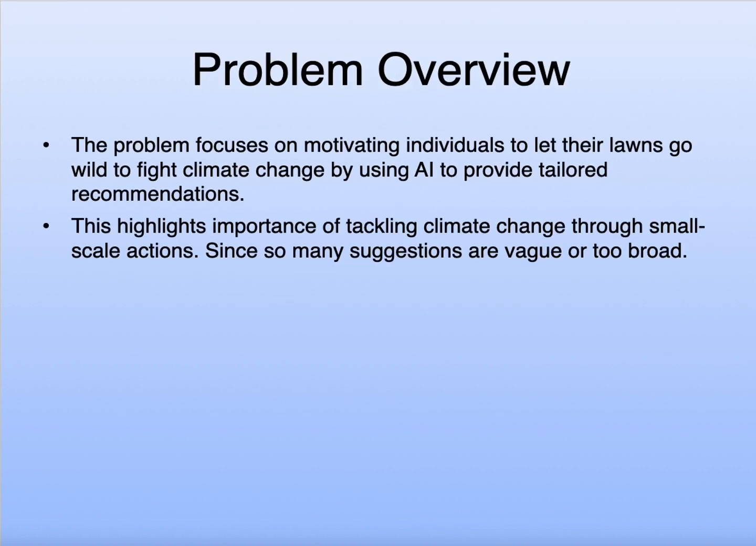So in the problem overview, the problem focuses on motivating individuals to let their lawns go wild to fight climate change by using AI-provided tailored recommendations. This is the subject of my second project. This highlights the importance of tracking climate change through small-scale actions, because most people, when they ask what do I do about climate change myself, get suggestions that are too broad, too vague. This wants to do right to your house. This is what you can do as an individual.